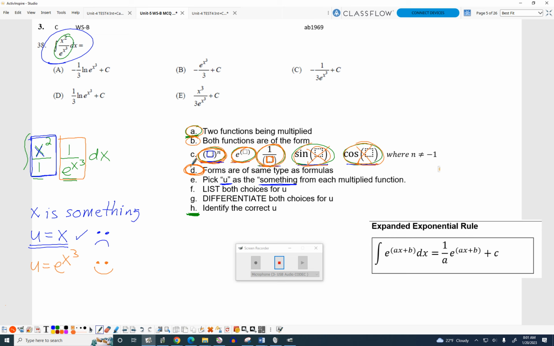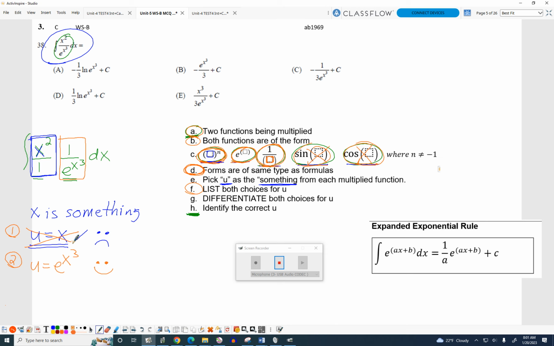Cool. Next step. We've listed our choices for u. We have 2 of them. Here's one choice. Here's our other choice. For the reasons I explained, this is not a good choice. So we eliminate that choice.